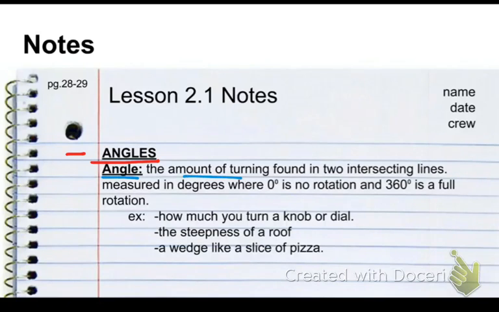Okay? There are fancier ways to describe it, but it is the amount of turning found when two intersecting lines intersect each other. Well, when two lines or two rays or two sides of a shape cross each other, how much of a turning is there? How much of a degree? How steep is it? And we want to include that this is measured in degrees, where 0 degrees is no rotation. Okay, no rotation. And 360 degrees is a full rotation.